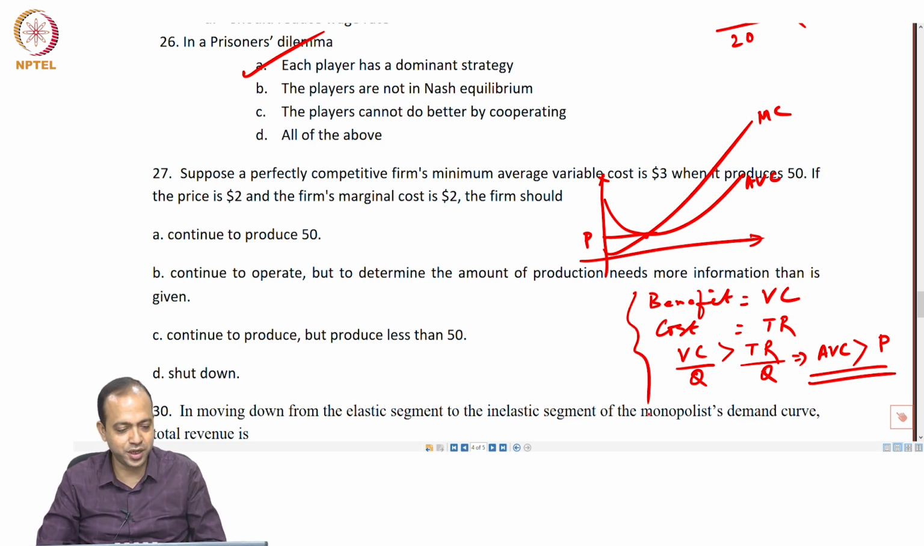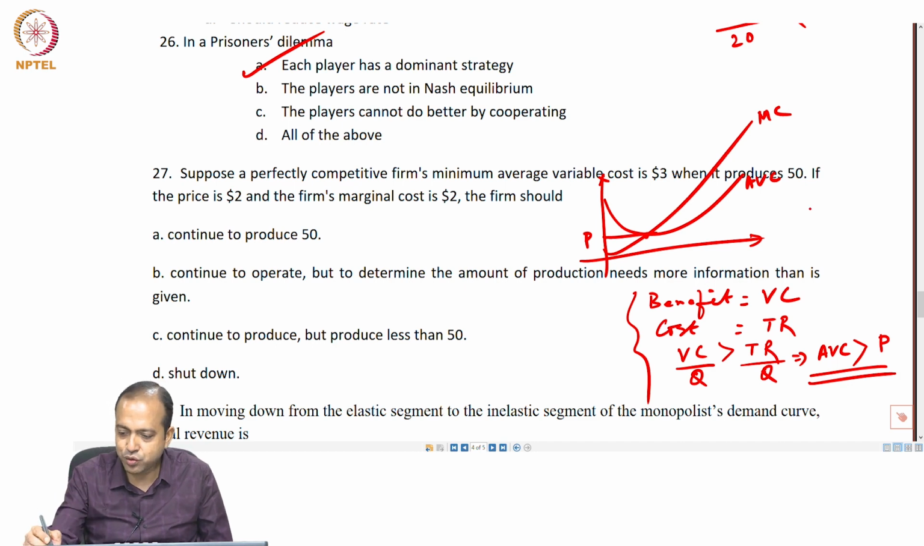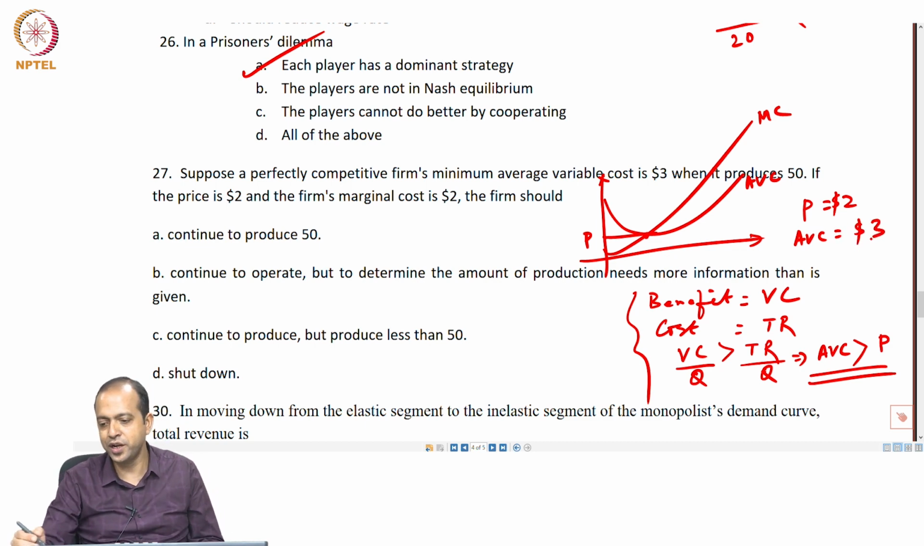Now, see what is happening here. Price equals $2, but average variable cost AVC is $3. So, P is $2 here, AVC is $3. What should the firm do? Look here. Price is less than AVC, this condition is satisfied, so the firm should shut down.